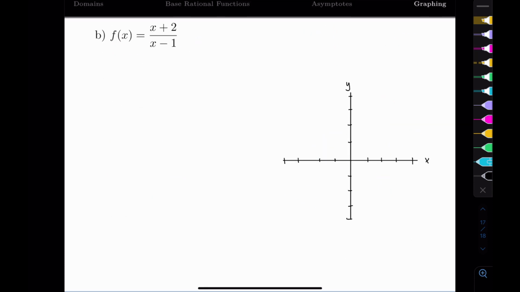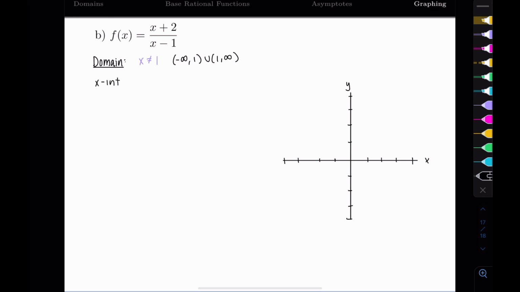Okay. Let's try one more. We've got x plus 2 over x minus 1. So starting off again, let's find that domain. And thankfully, this one's much simpler. From here, 1 poses an issue. So our domain is x cannot equal 1, which in interval notation would be -infinity to 1, and then 1 to infinity.